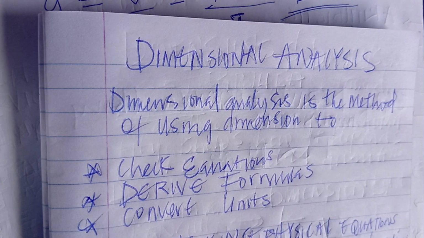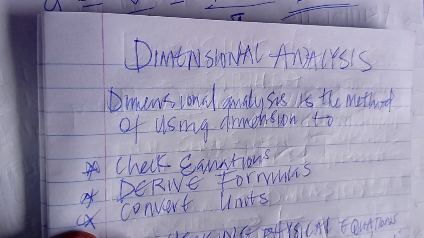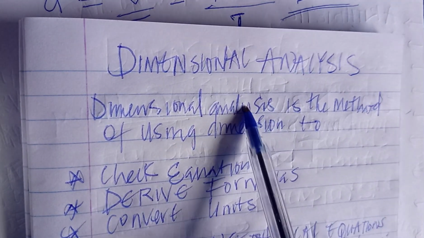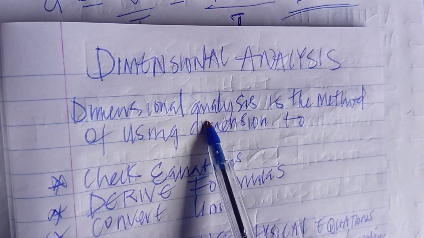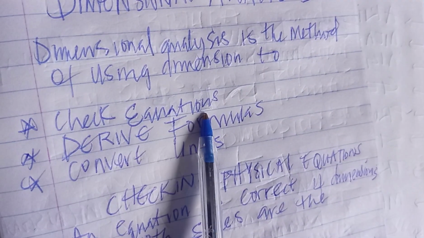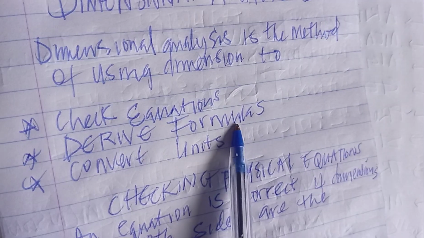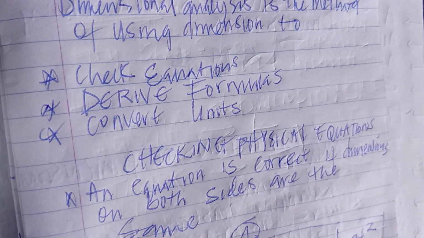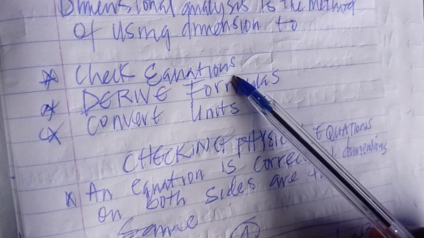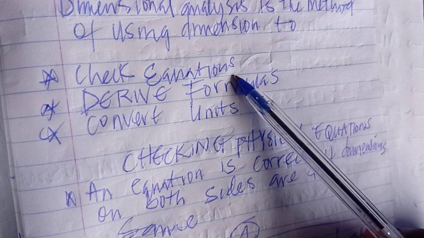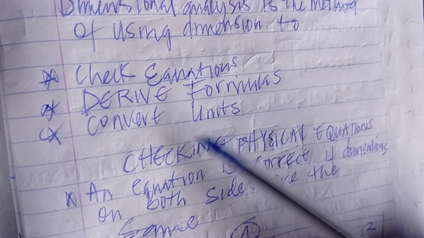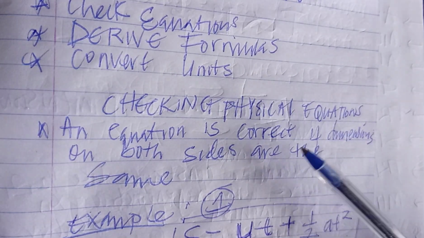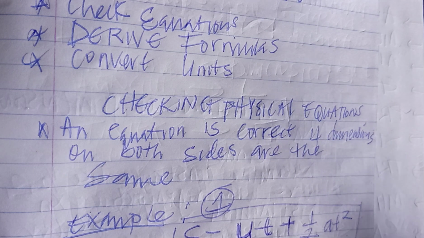Now, another topic we want to look into is what we call dimensional analysis. Dimensional analysis is the method of using dimensions to check equations, to derive formulas, and to convert units. So with the help of dimensional analysis, you'll be able to check whether equations are correct, derive formulas, and convert units. Please pay attention. Now let us check physical equations.